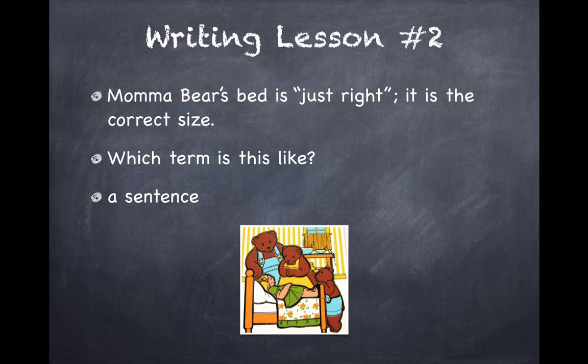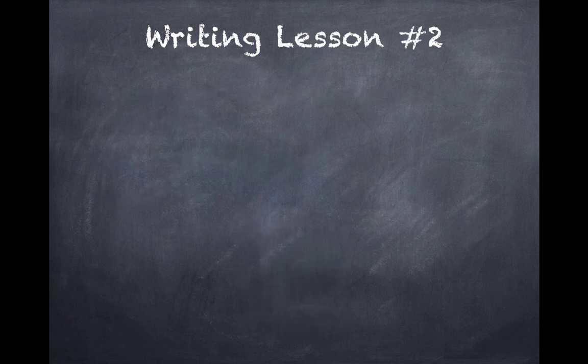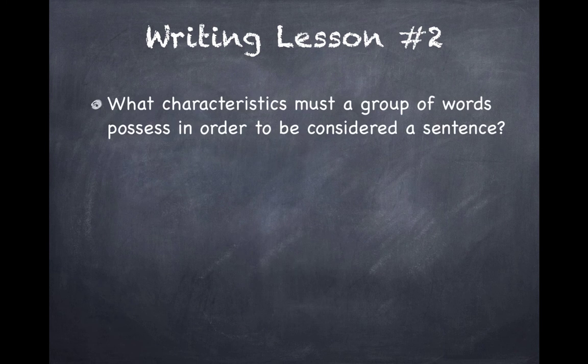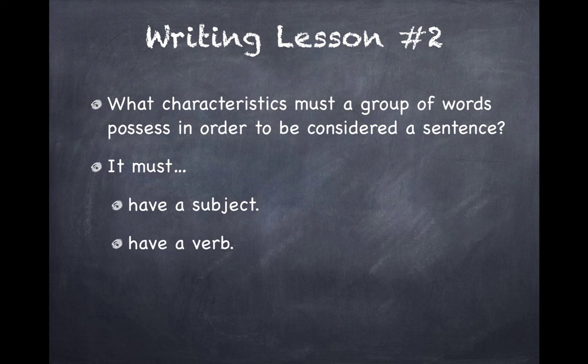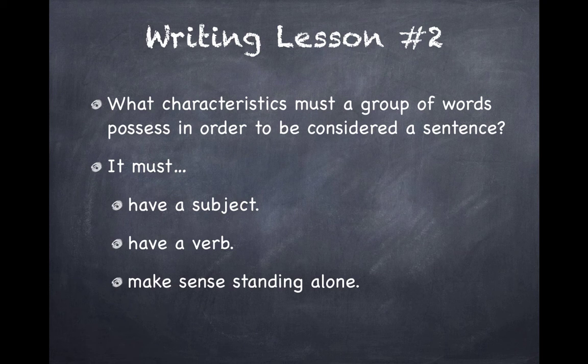And then also, as we write, we can look back and see the requirements to make sure that we're writing sentences and not fragments or run-ons. All right, so think back to writing lesson number 1. We discussed the characteristics that a group of words must possess in order to be considered a sentence. So let's go back and review those. It must have a subject, have a verb, and it must make sense standing alone. So that's another way that you can determine whether something is a fragment, a sentence, or a run-on.